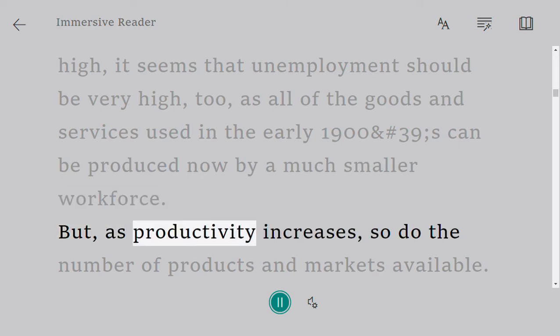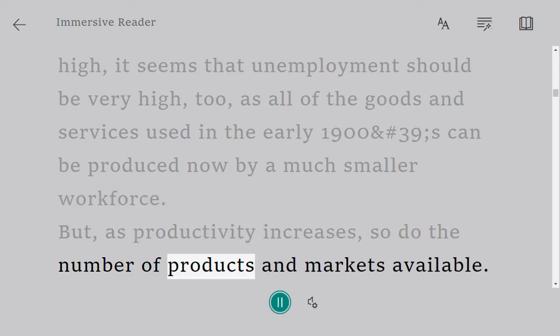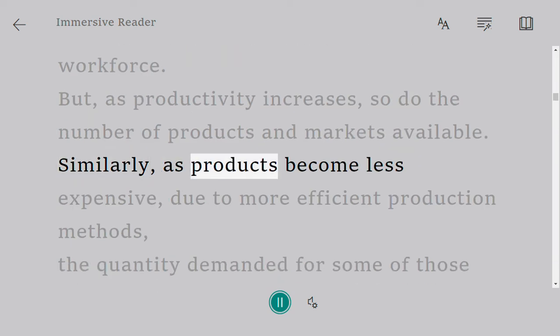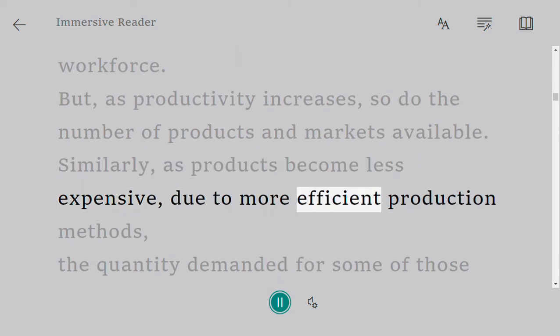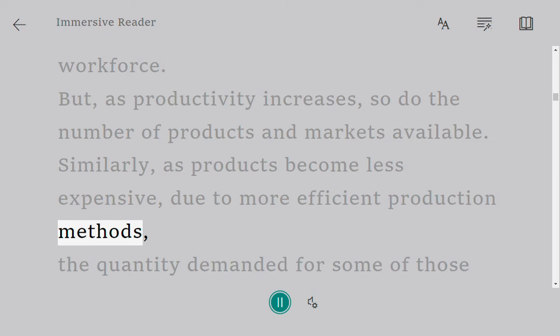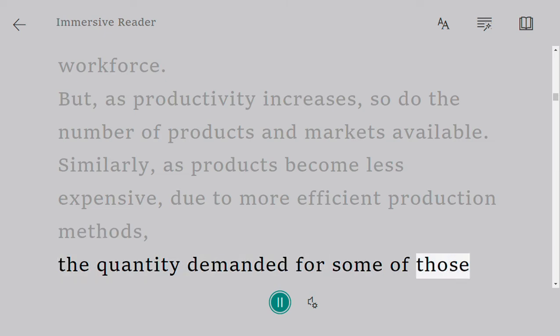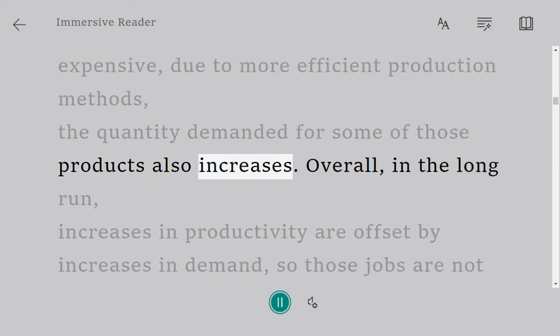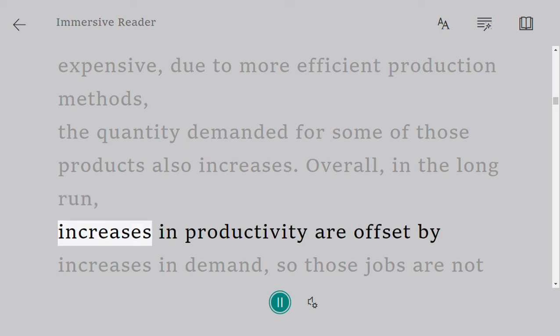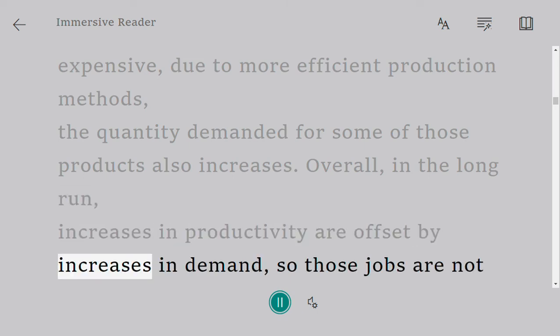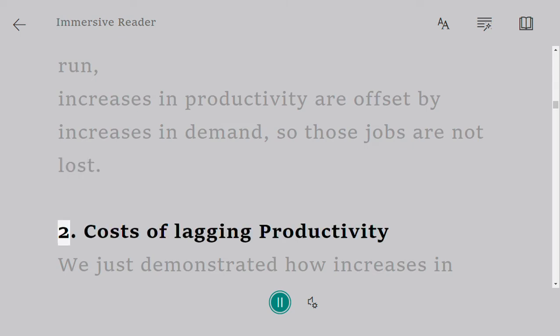But, as productivity increases, so do the number of products and markets available. Similarly, as products become less expensive, due to more efficient production methods, the quantity demanded for some of those products also increases. Overall, in the long run, increases in productivity are offset by increases in demand, so those jobs are not lost. 2. Costs of lagging productivity.